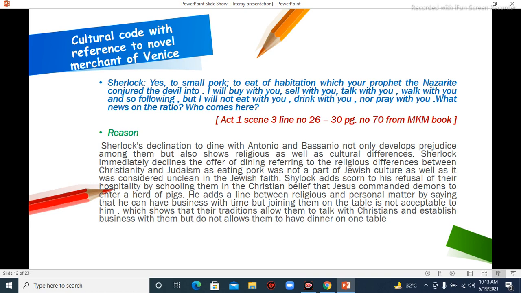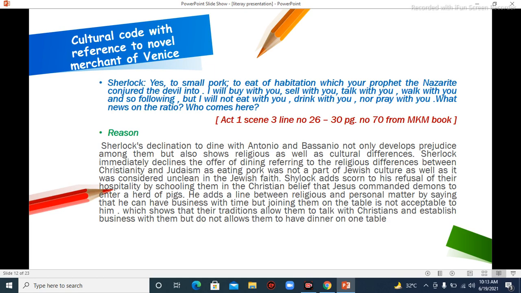Okay, let's take a reference. Here Shylock is saying to the people that I can do deals, I can buy with you, I can stand with you, I can talk, I can walk with you, and so forth. But I cannot eat with you, I cannot drink with you, I cannot pray with you, as I am a Jew and you are a Christian.